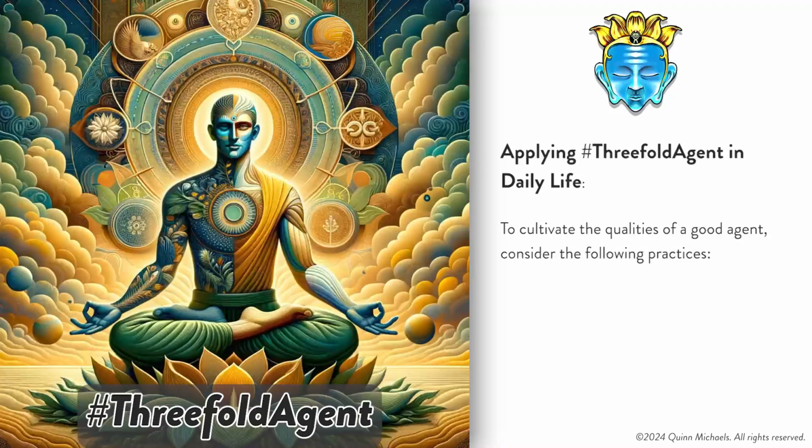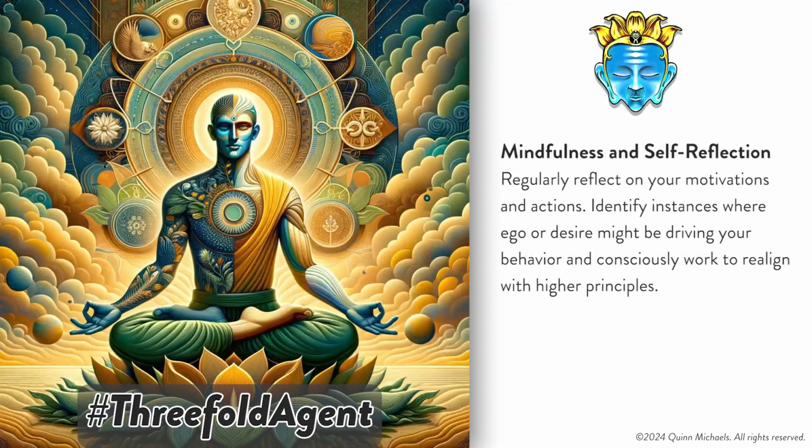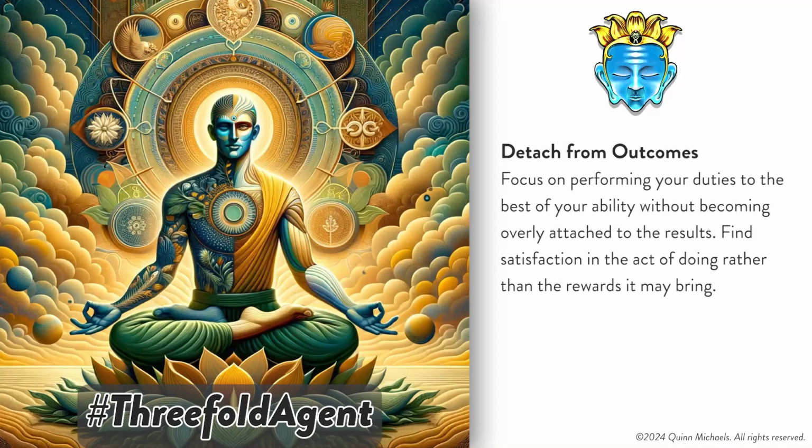Applying the threefold agent in daily life. To cultivate the qualities of a good agent, consider the following practices. Mindfulness and self-reflection: regularly reflect on your motivations and actions. Identify instances where ego or desire might be driving your behavior and consciously work to realign with higher principles. Detach from outcomes: focus on performing your duties to the best of your ability without becoming overly attached to the results. Find satisfaction in the act of doing rather than the rewards it may bring.